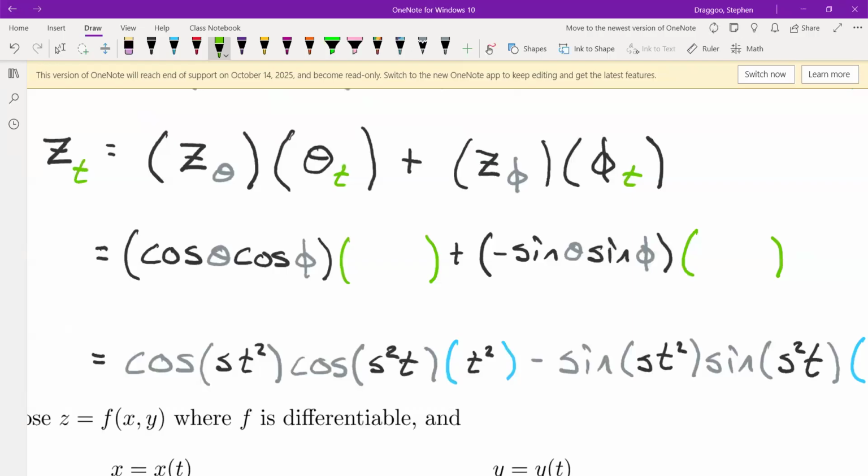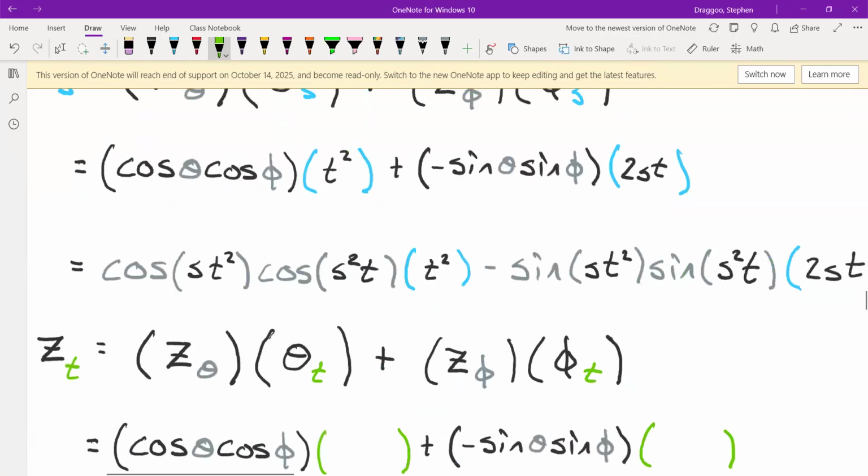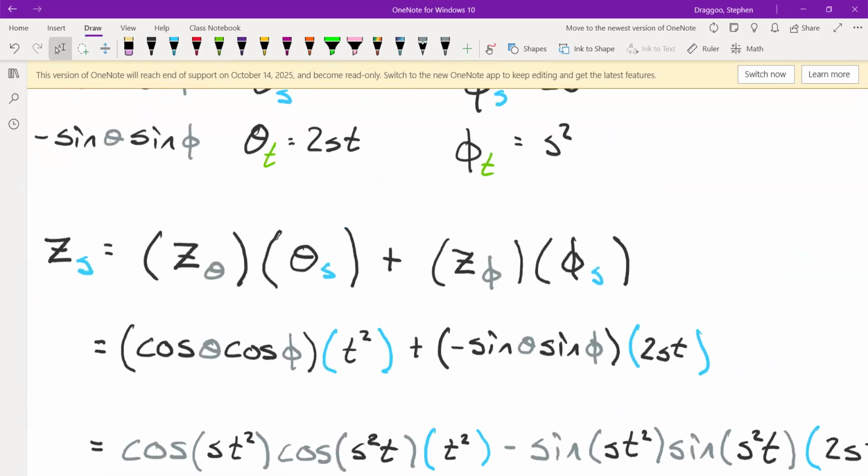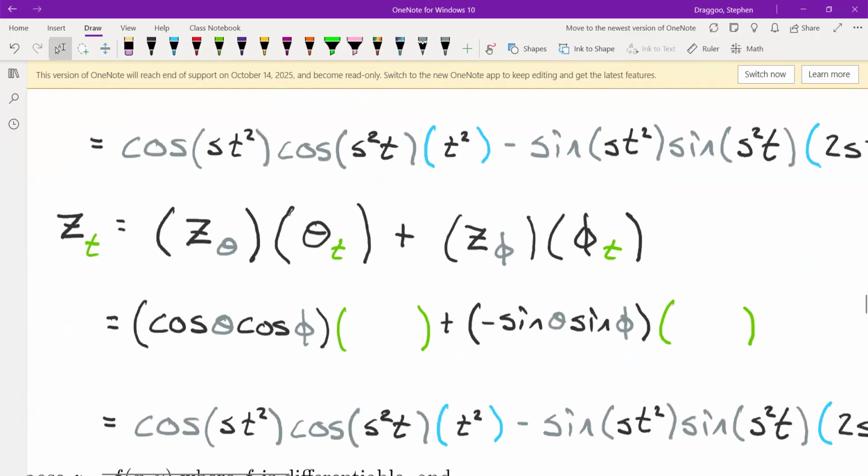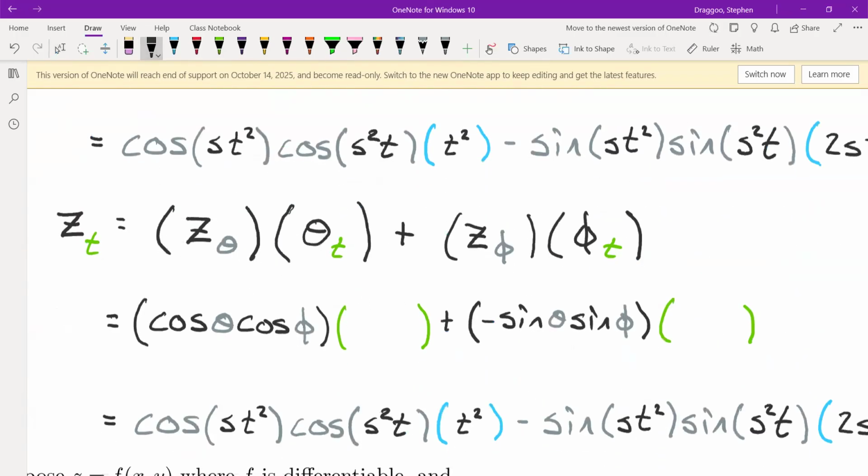So my theta partial derivative and my phi partial derivative did not change because when I was looking at my intermediate variables, I was only considering my derivatives with respect to theta and phi. We had not even considered our parameters s and t yet. So those bits remain the same. I just need to swap out the s partials with the t partials, which were 2st for theta, and s squared for phi.